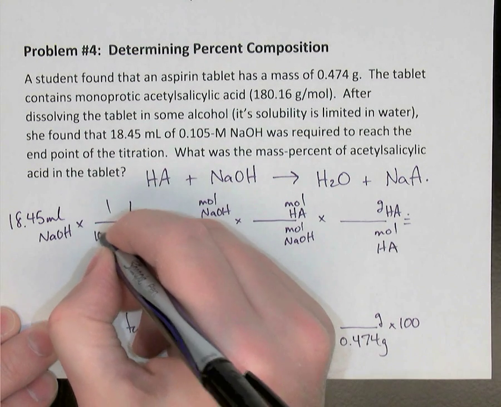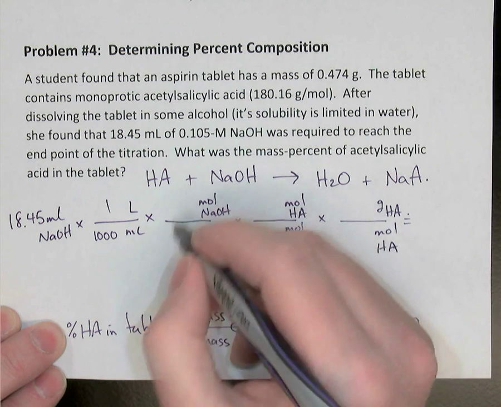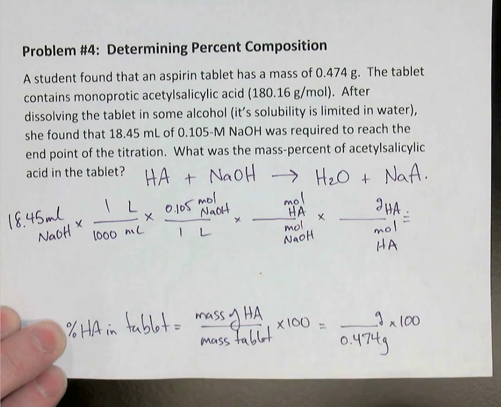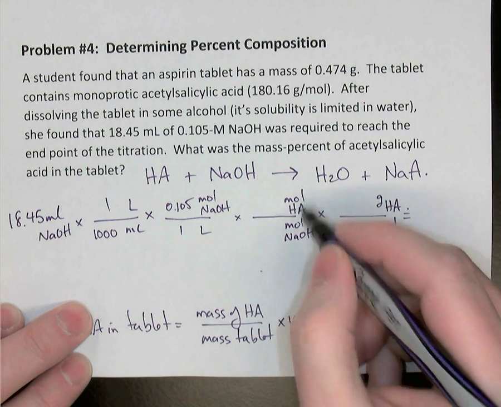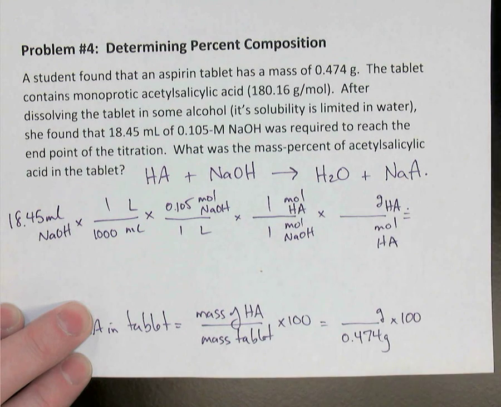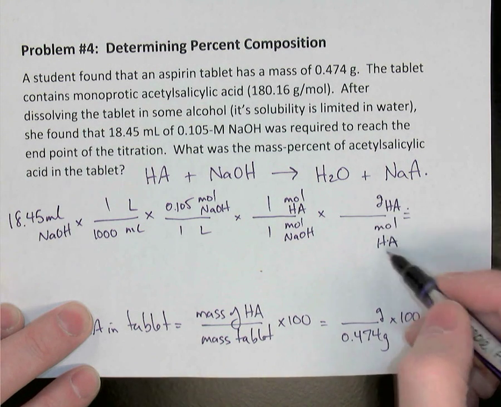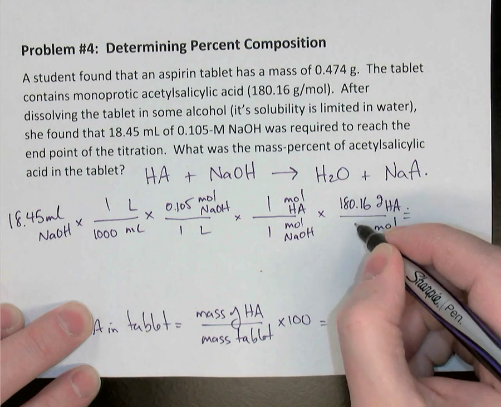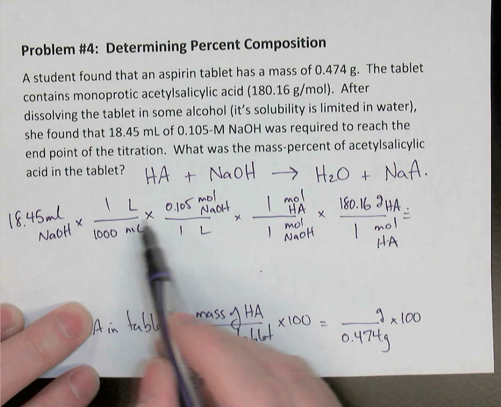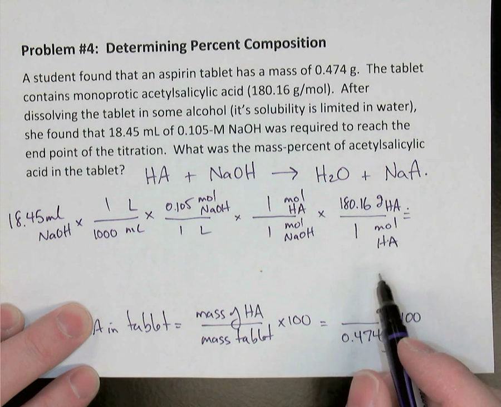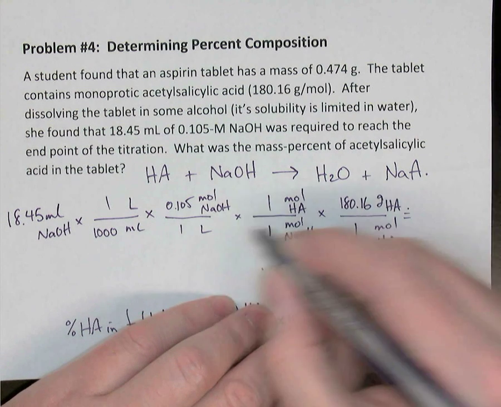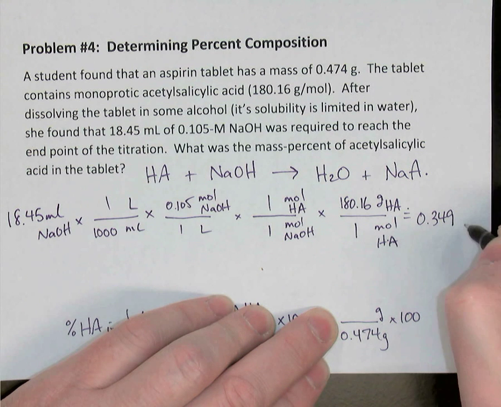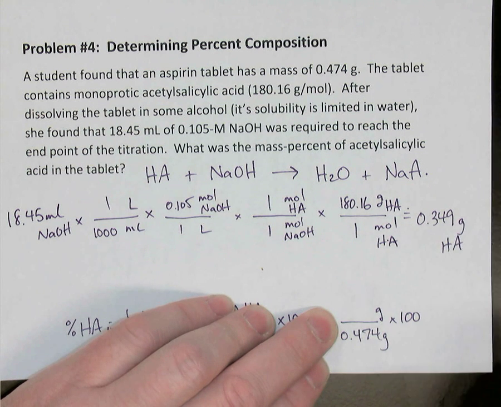1 liter has 1,000 milliliters. This is the concentration, moles per liter of the base. It was 0.105 moles per liter. This is the ratio, acid to base, from the balanced equation, 1-to-1. And this is the grams per mole. This is the molar mass of the acid, which was 180.16 grams per mole. We're going to keep 3 significant digits in this answer. Turns out that there was, doing all this arithmetic on a calculator, 0.349 grams of acid in that tablet.